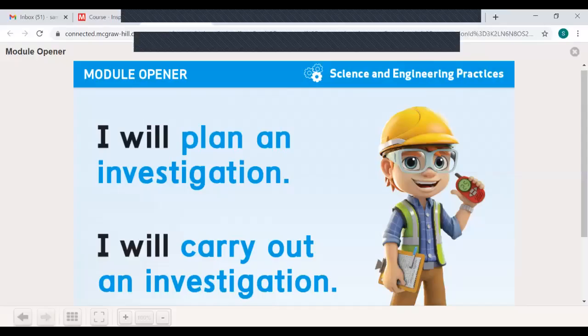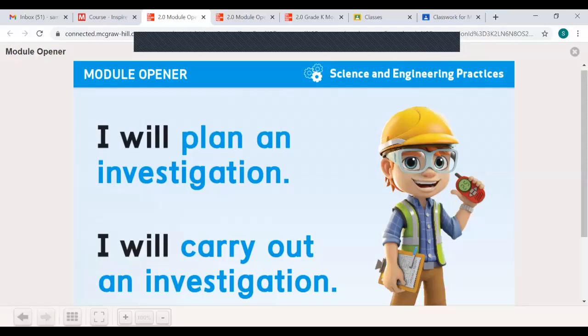So if you want to read on page 2 on the bottom, it says, I will plan an investigation and I will carry out an investigation. So investigations should be planned in order to answer a specific question. And during an investigation, you can gather data and then interpret the data to see what it means. That's what we're going to be doing in science.